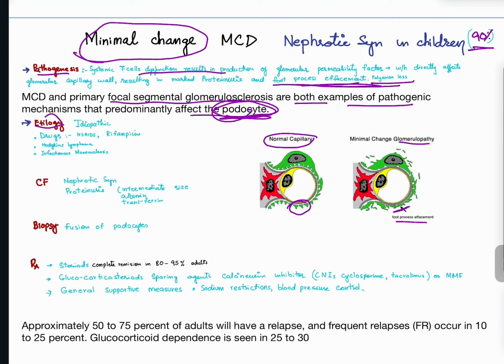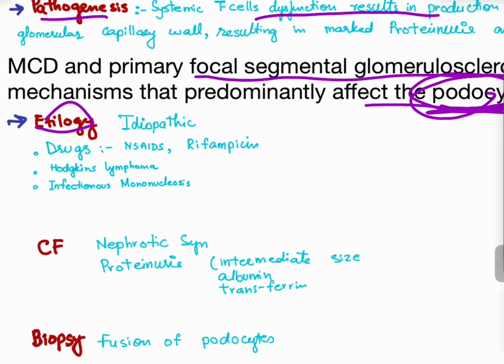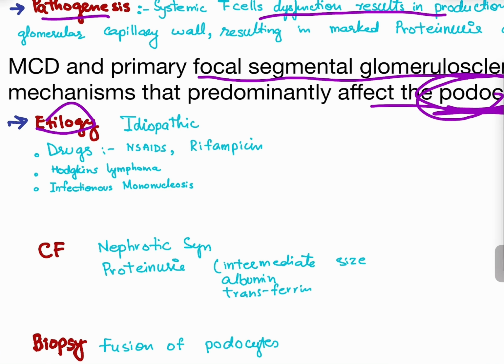What is the etiology behind that? Most of the cases of MCD are idiopathic and are not clearly associated with any underlying disease or event. But there are a variety of secondary causes like drugs, including NSAIDs, rifampicin, some neoplasms like Hodgkin's lymphoma, or infectious mononucleosis.